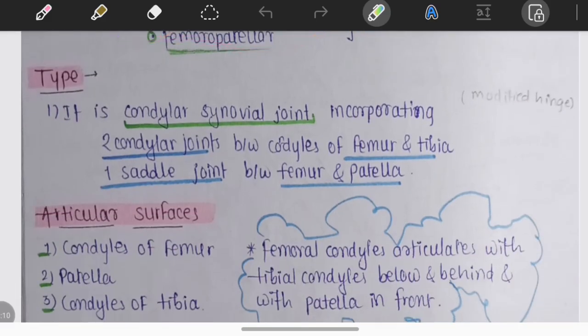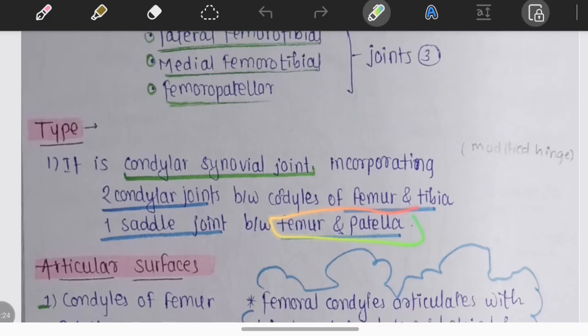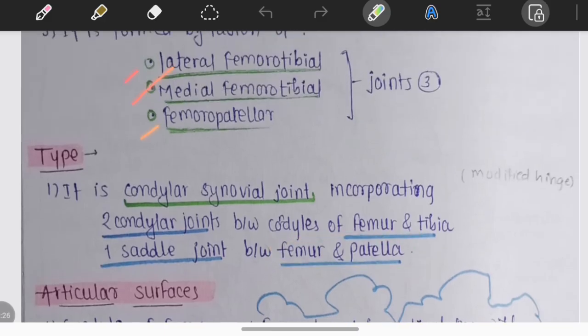Let's see the type of the knee joint. It is a condylar synovial joint incorporating two condylar joints between condyles of the femur and tibia and one saddle joint between femur and patella. Here are the three joints: two condylar joints, and one between femur and patella, that is the saddle joint.